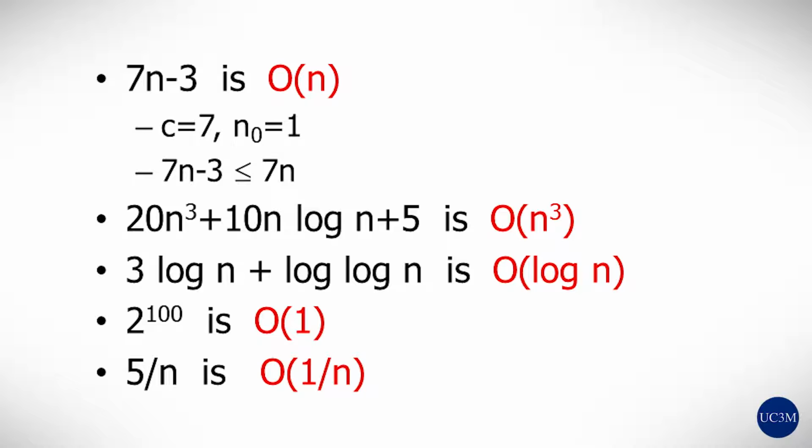The next function, 3 log n plus log n, is order log n, since log n grows slower than n. Then if we have 2 to the power of 100 or whatever other number, this is a constant. It does not depend on n, which is very good. It does not depend on the size of the input. So we say that the complexity is constant, or order 1. And finally, 5 divided by n is order 1 divided by n.